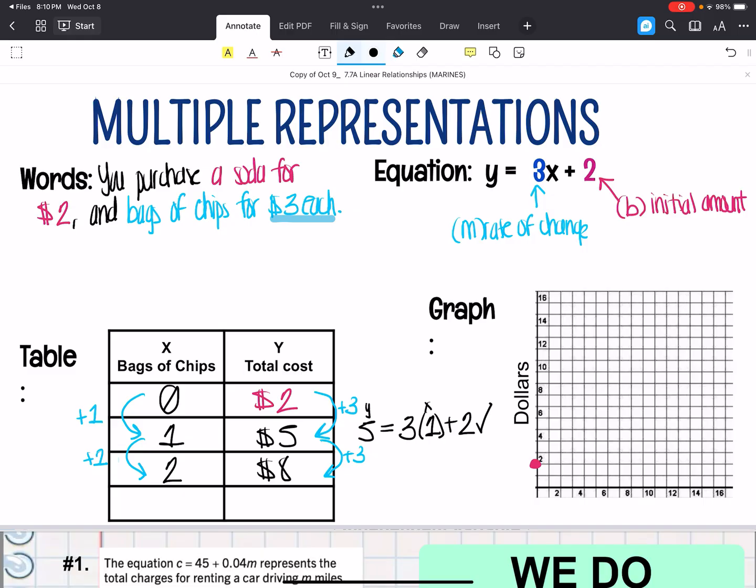So I can make my points when x is 1, y is 5, when x is 2, y is 8, and let's do another one. When x is 3, you're adding 1 more bag of chips, so that'll be $3 more to your total. Now we're at 11.